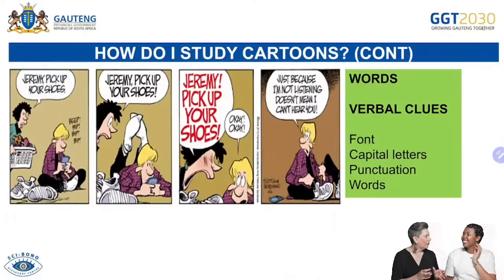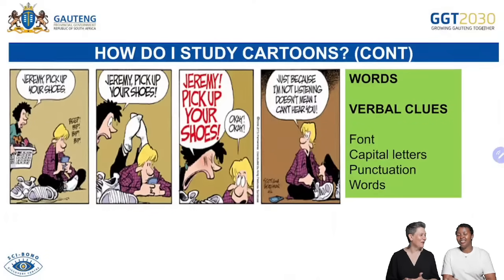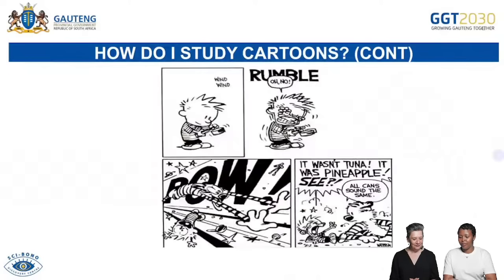And that's the verbal clues that you were picking up then. And then he says, just because I'm not listening doesn't mean I can't hear you. And I'm sure a lot of times your parents are feeling exactly the same when they tell you to do something and you just don't do it. But do you notice the visual and verbal cues? Exactly. All right.